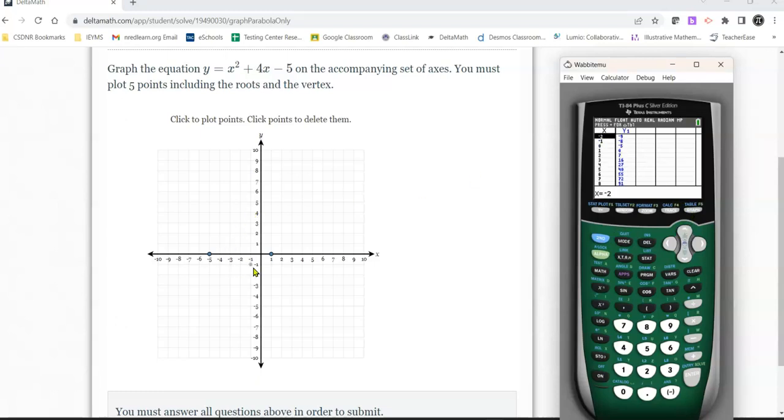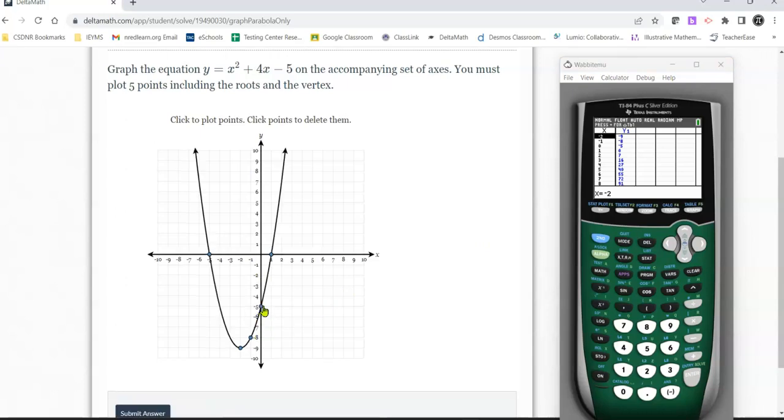So I'm going to do -2, -9. I'm going to do -1, -8. Do 0, -5. Oh, there it is. I could even go up my table. I could have done another one here.